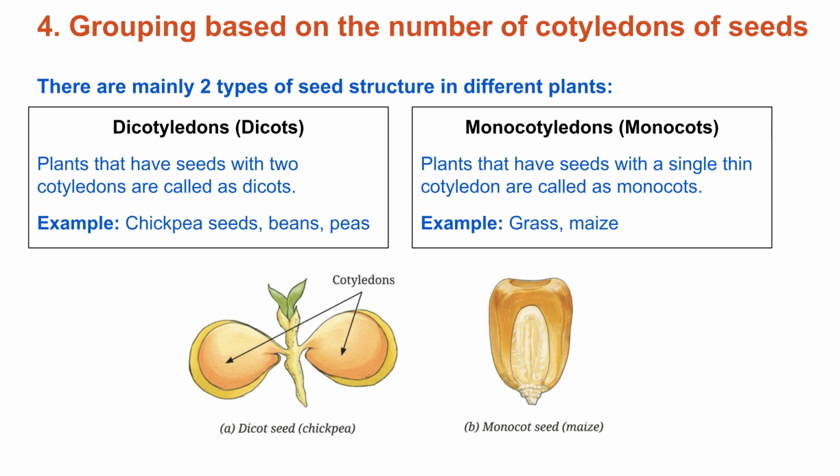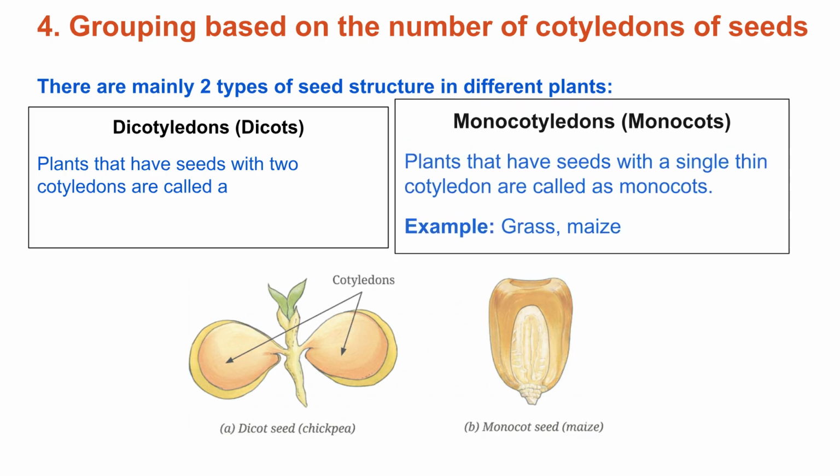सिमिलरली ऑन द अदर हैंड, monocotyledons, called monocots in short, are those plants that have only one part in their seed structure, and it is generally seen in grass, maize, and rice plants. It is clear from these images below that chickpea के जो सीड है उसमें दो पार्ट्स हैं और जो मेज का जो सीड है it has only one part.